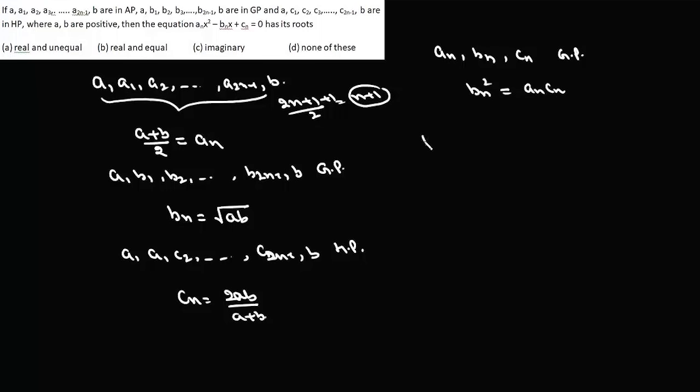Now if we look at this equation, its discriminant will be Bn square minus 4AnCn, and AnCn is Bn square, so it will be minus 3 Bn square, which is less than 0. That means roots of this equation are imaginary, and that's your option C. Now here the question is, if A, B, C are in GP and A, P, Q are in AP such that 2A, B plus P, C plus Q are in GP, then the common difference of this AP is.